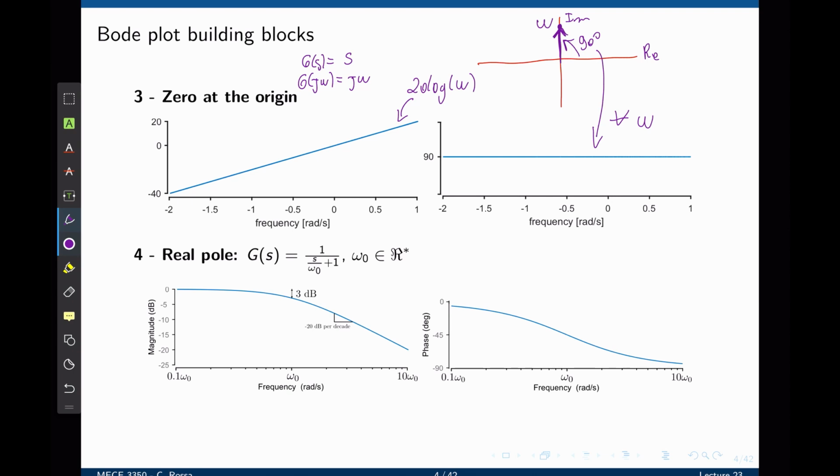We can clearly see the similarities between the pole at the origin and the zero at the origin. The only difference is a negative sign. Whereas the magnitude goes up for the zero, it goes down for the pole. The phase of the pole is negative 90 degrees, the phase of the zero is plus 90 degrees.